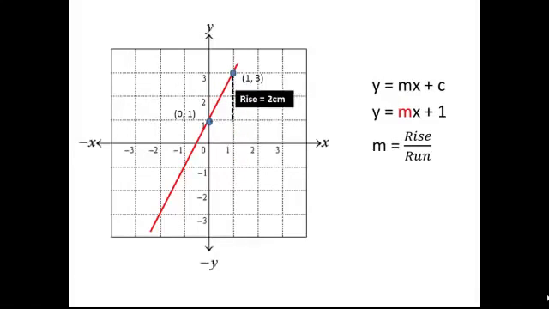We can see that the vertical distance, or rise, between these 2 points is 2 centimeters, and the horizontal distance, or the run, is 1 centimeter. We can then substitute these values into the formula for gradient on the right. This gives us 2 over 1, which equals 2. Therefore, the gradient of this line is 2. We can then substitute these values into the equation on the right. This tells us that the equation of this line is y equals 2x plus 1.